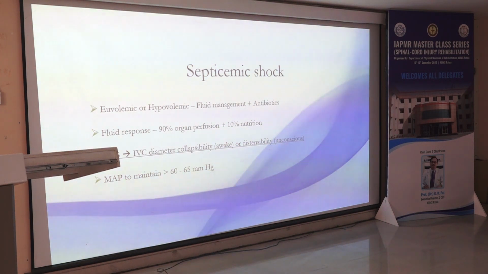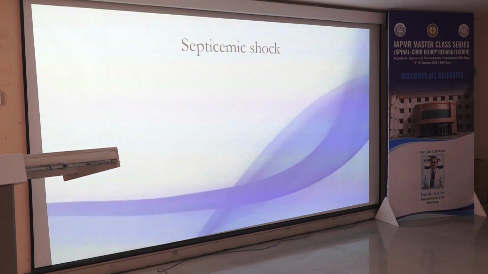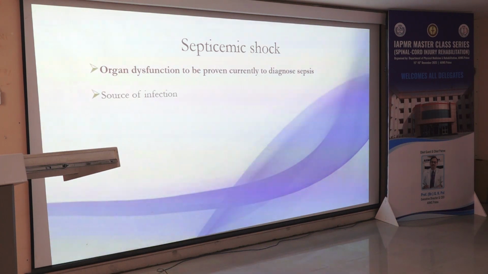If the IVC collapse is not there, be very cautious to give a lot of fluid, because it may land up with heart failure. So in septicemic shock, organ dysfunction has to be proven, it must be proved in the current day situation. Then the next question is that after reperfusion, after vasopressors, elevation of the blood pressure, the next issue is that we have to target the culprit. Which culprit are we targeting?